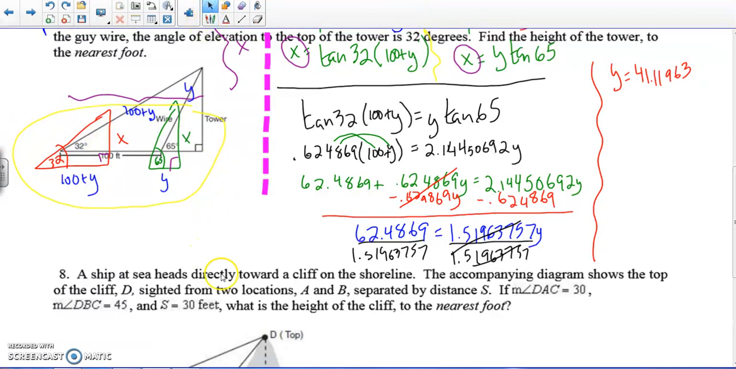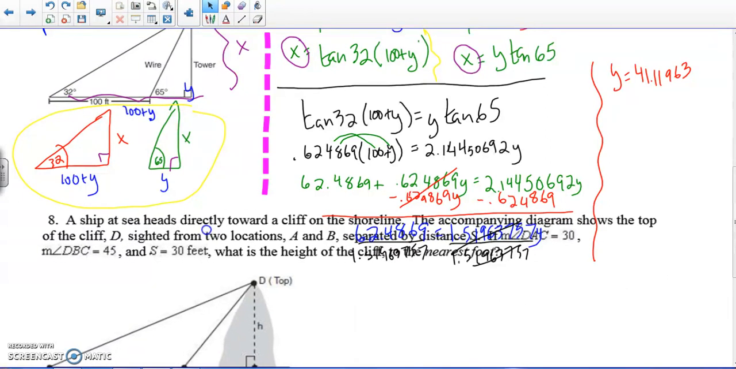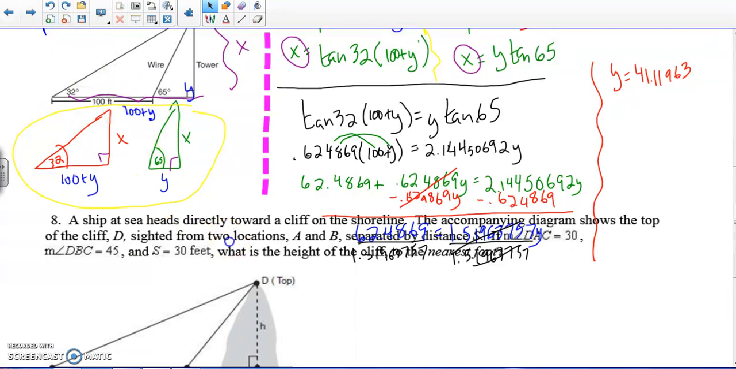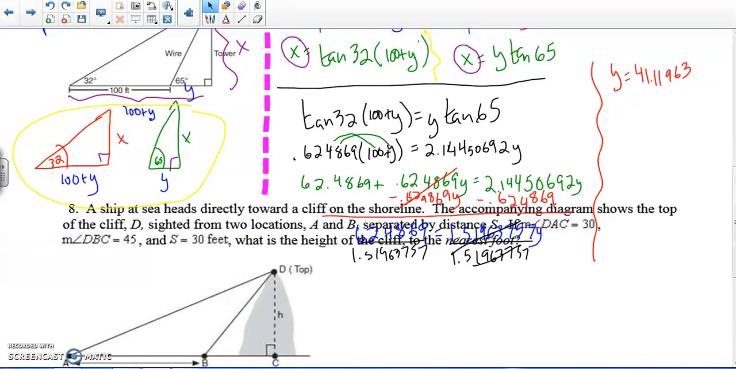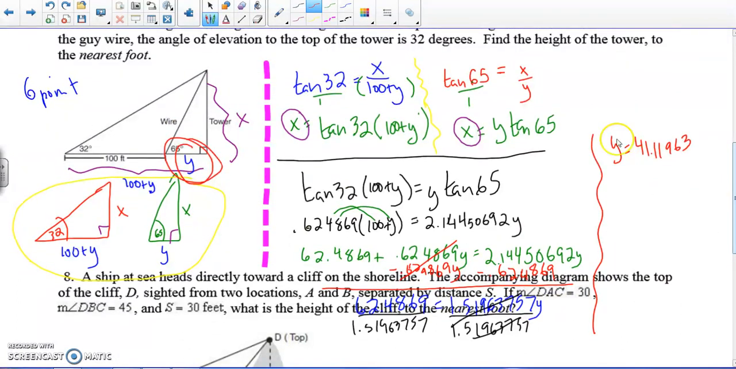Okay, so looking back at my original picture, the y value is this number right here. So we're not solving for y. We need to find x. So all we need to do is find a good equation, now that we know what y is, to plug back in and it will tell us the x. So how about this equation right there. x equals y times the tangent of 65.